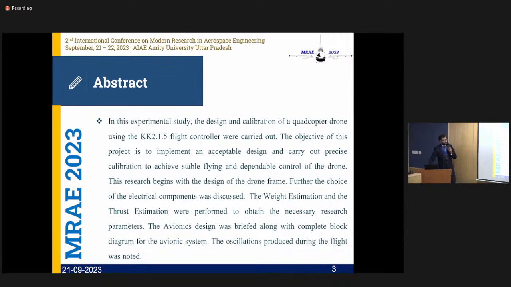So the abstract is not just about making a small drone with a flight controller, but also how to set up this flight controller and what result we obtain when we fly this drone with this flight controller. So all these things would be observed in this research work.